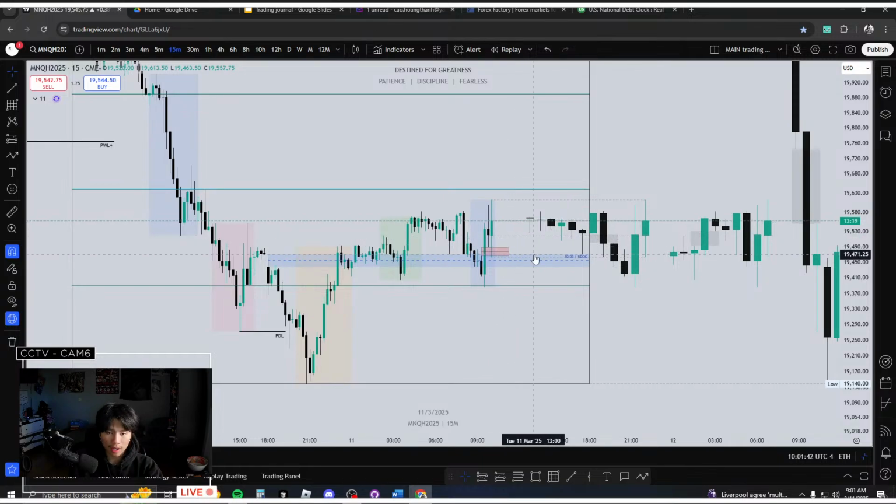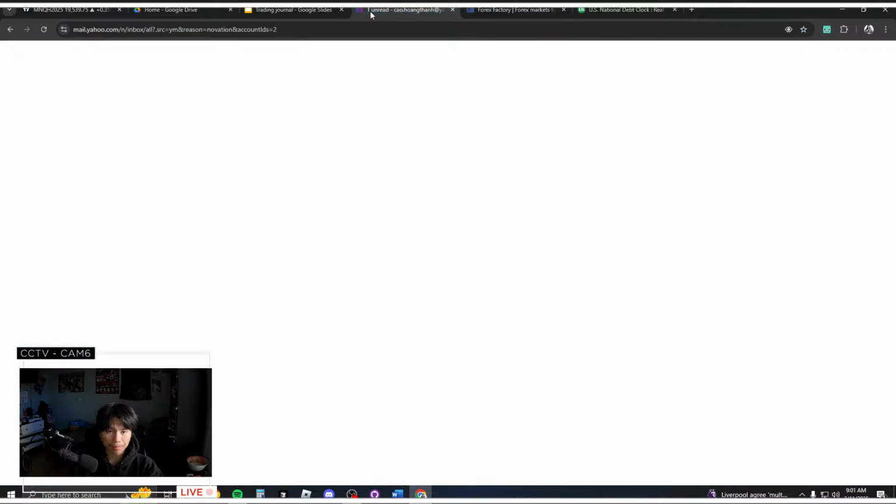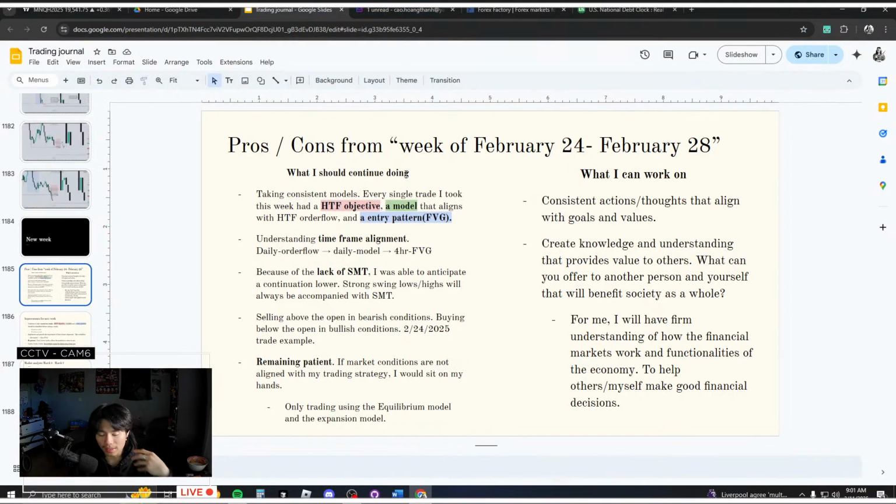To me, I can't operate like that, right? So I decided that my entry pattern will be the fair value gap. So consistent models, right? Every single trade that I take, I should be able to identify all of the components. And if someone were to ask me, hey man, why did you take this trade here? I should be able to break it down fundamentally, and it should be easy for me to identify the higher time frame objective, a model, and an entry pattern.